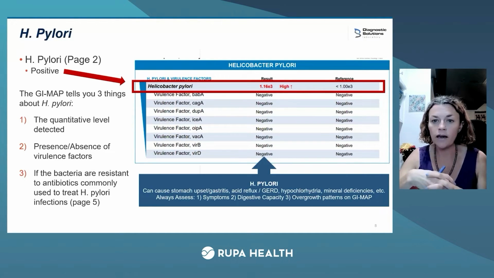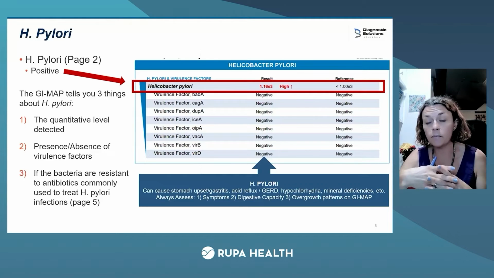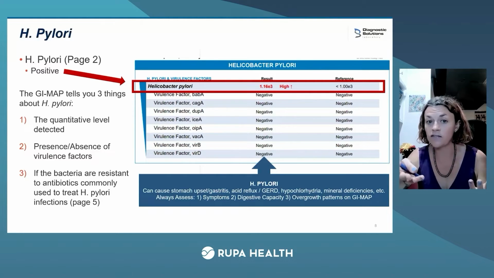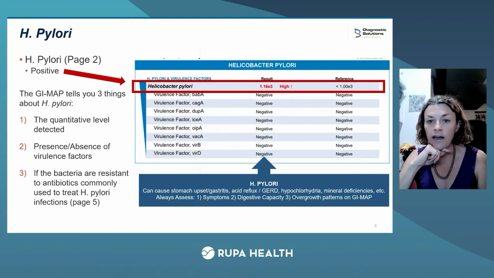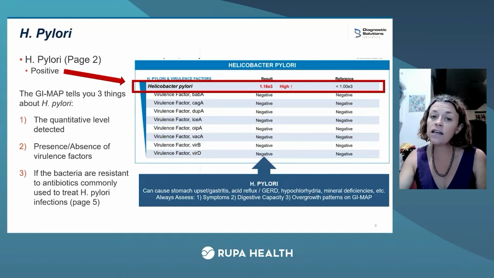We'll talk a little more about that in a minute. The second bucket of information you're getting is virulence factors. We run virulence factors as a reflex to reporting the quantitative amount of H. pylori, and these are reported as positive or negative. One thing I want you to understand with virulence factors is that it's not that common to see positive virulence factors.